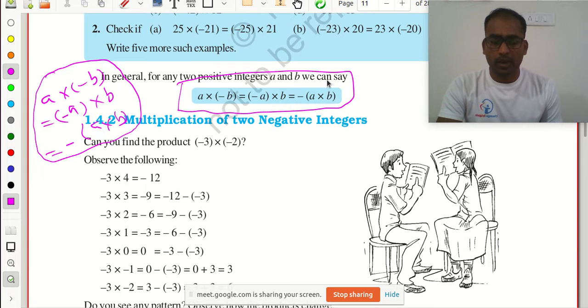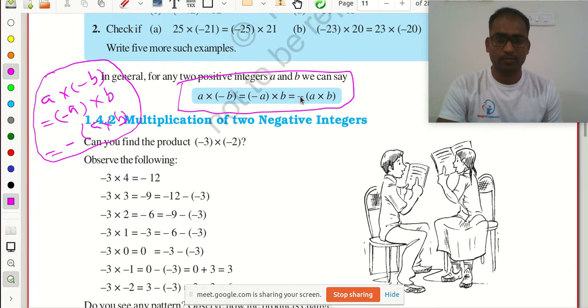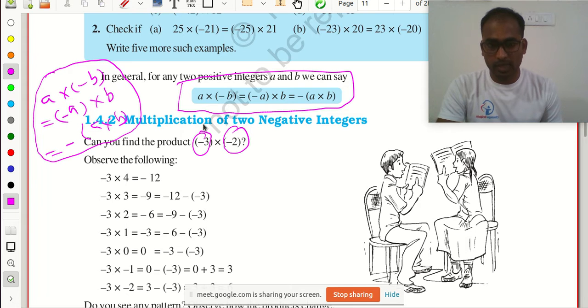Okay. Now we need to learn, if I multiply two negative integers, what happens? That we need to know now. If I multiply two negative integers, here minus 3 is one negative integer, this is a negative number, and minus 2 is another number. So if I multiply these two numbers, what happens and what does it actually mean?